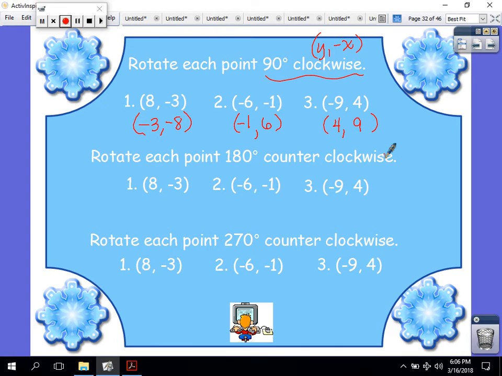All right, the second example says rotate each 180 degrees counterclockwise. So this time, 180 counterclockwise. Well, that's the easiest rule, my favorite. Opposite x, opposite y. You're just going to change both x and y to their opposites. So here we go. This one will be a lot easier. 8 becomes -8 and -3 becomes +3. Number 2, -6 becomes +6 and -1 becomes +1. So the new value is 6, 1.